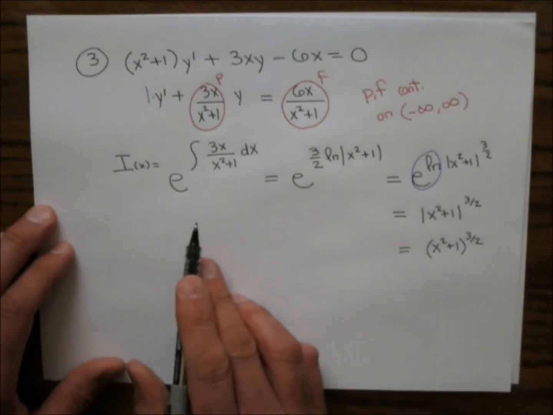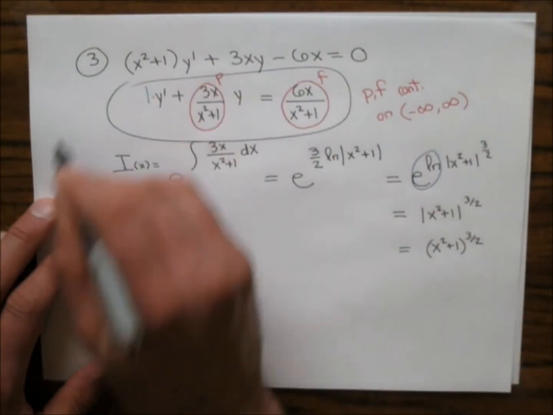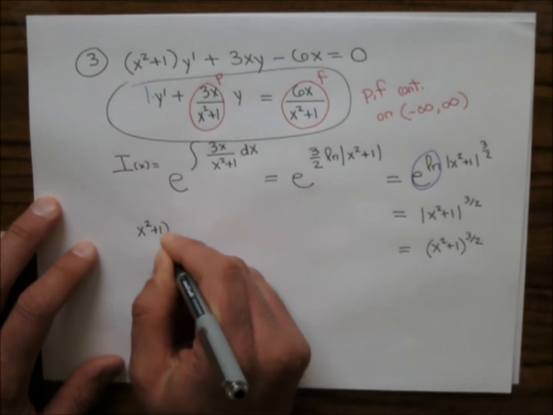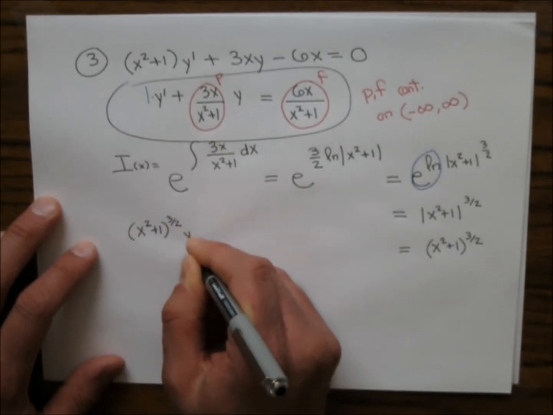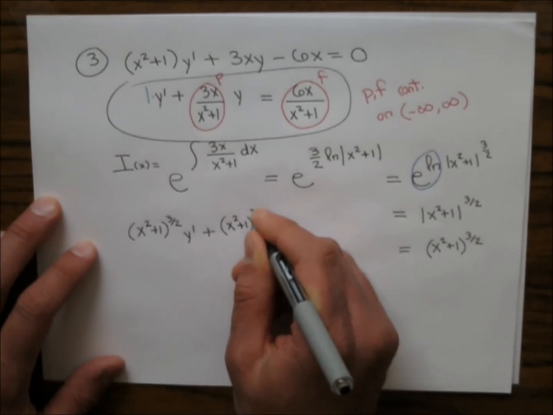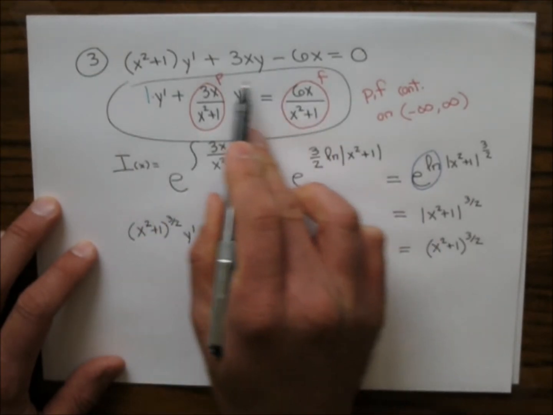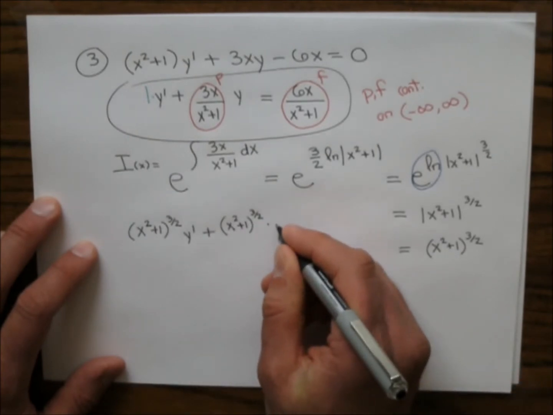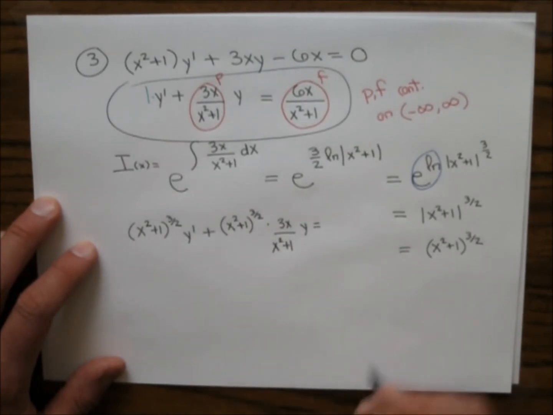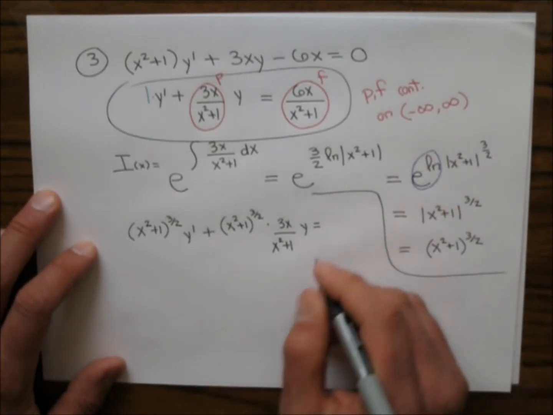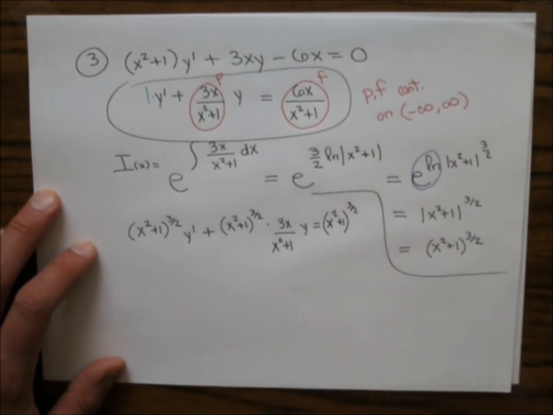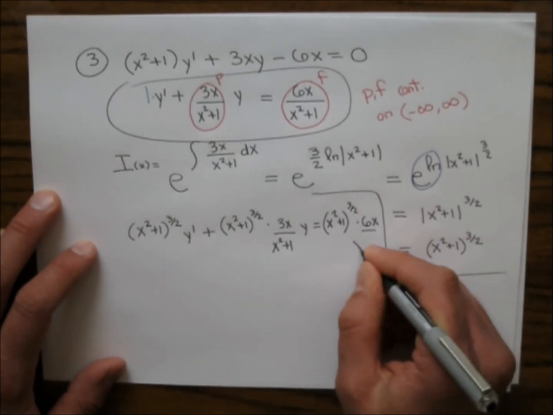I'm going to go ahead and multiply. This is the equation I'm looking at. I'm going to multiply the equation by the integrating factor. And when I do that, I get x squared plus 1 to the 3/2 times y prime, and then plus x squared plus 1 to the 3/2 times this middle term. So the thing that I circled, that's what I'm multiplying this by. And so I have 3x over x squared plus 1 times y. This equals, oh boy, x squared plus 1 to the 3/2 power, and then we have 6x over x squared plus 1.